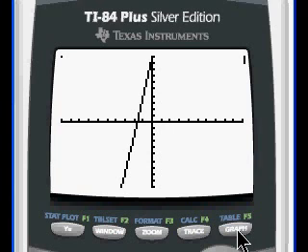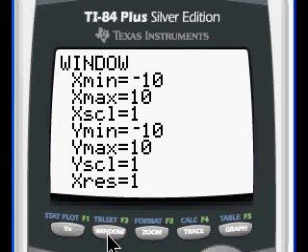Alright, now we notice that when we look at our screen, we only see one line. That's strange. Where's the other line? It should be there someplace. Well, it is there. It's just beyond what we can see. We're going to have to change the dimensions of the window so that we can see both lines and see where they intersect.